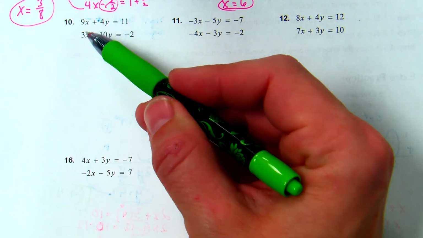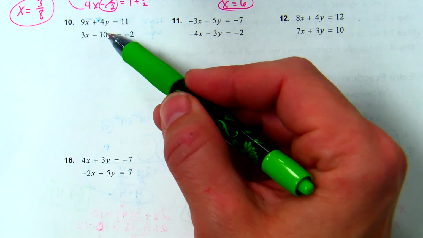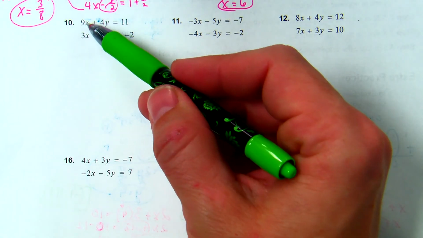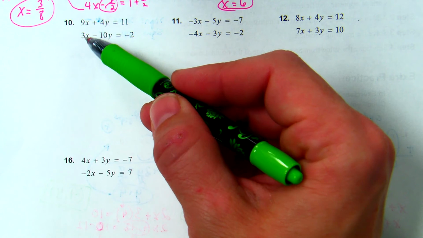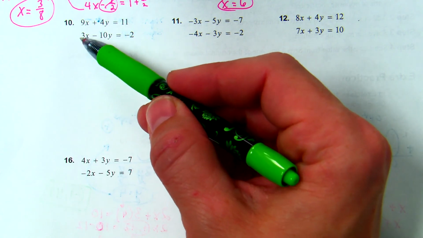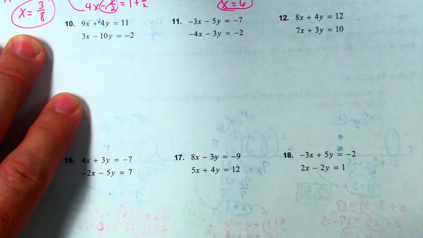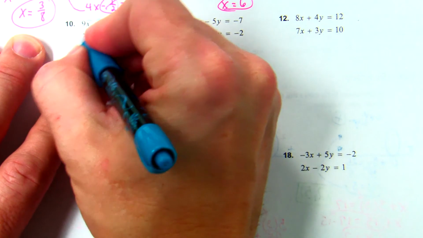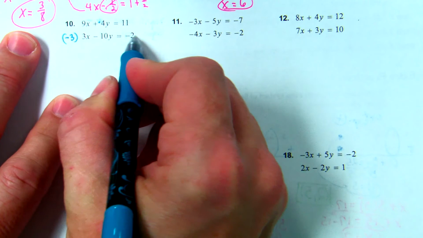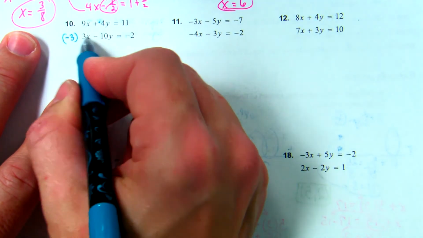I've got a 9 here and a 3 here, a 4 here and a 10 there. They're not the same. I can get to a 9 from this one by multiplying it by 3, or a negative 3 if I want to make it the opposite sign. So if I'm working number 10, I'm probably going to use the x terms and multiply by a negative 3. And that would give me the negative 9 term here to eliminate it.